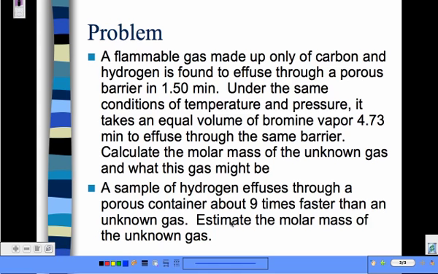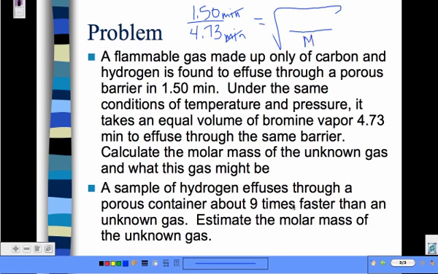So we have rate 1 over rate 2. It doesn't matter which. Our rates are the 1.5 and 4.73. They're both minutes, so the minutes cancel out. It's equal to the square root. Since 1.5 is this unknown gas, the molar mass of the unknown gas has to go on the bottom. So we're going to put an M there.